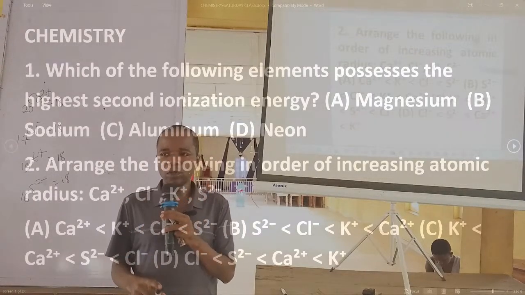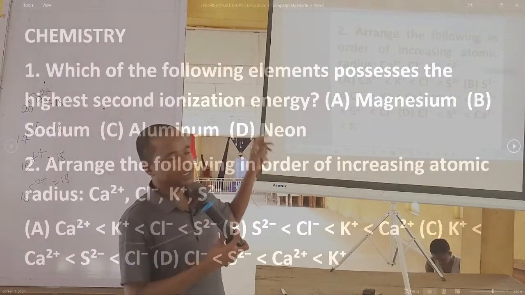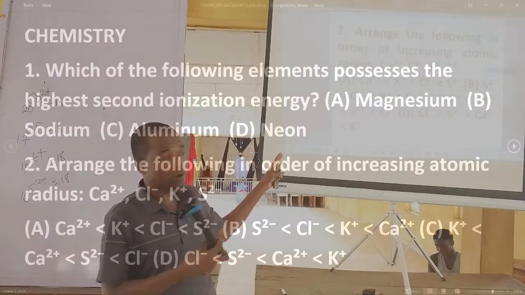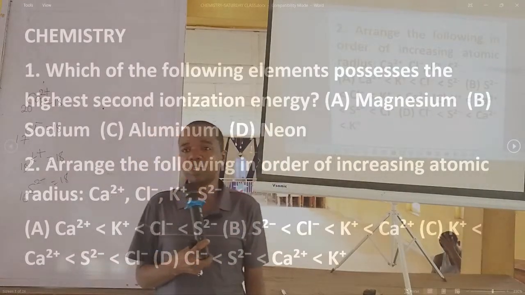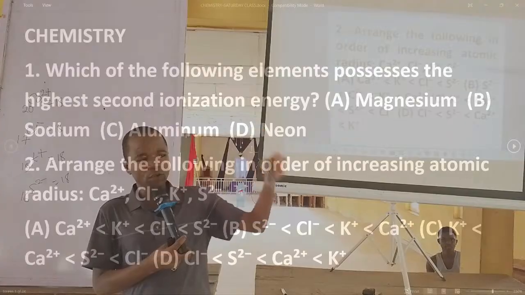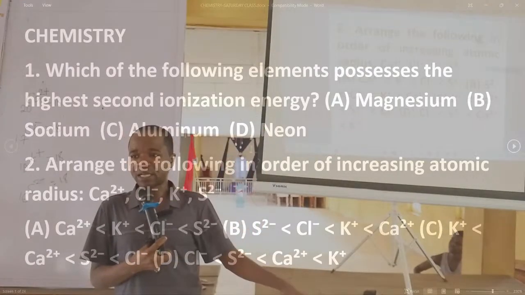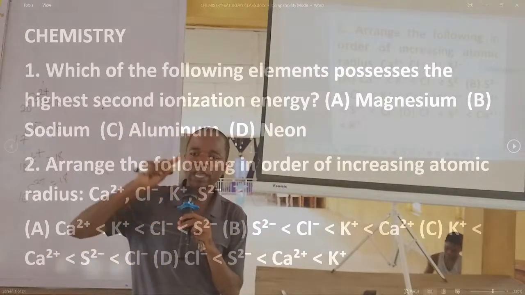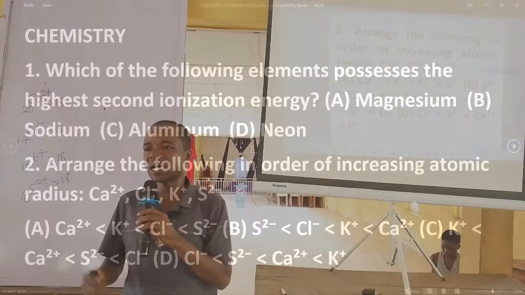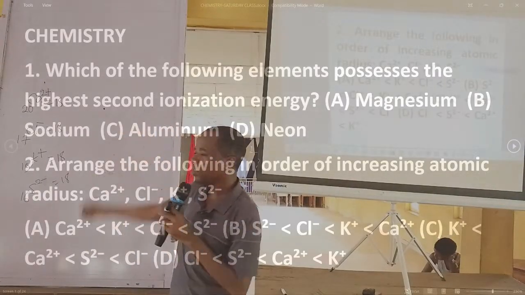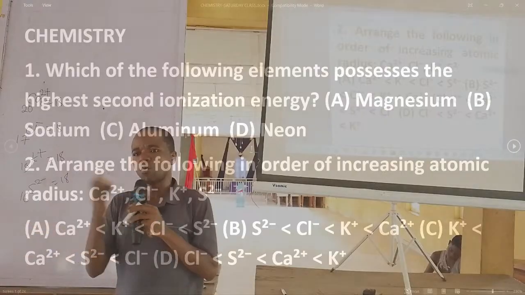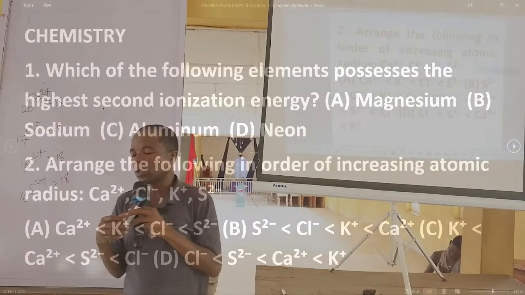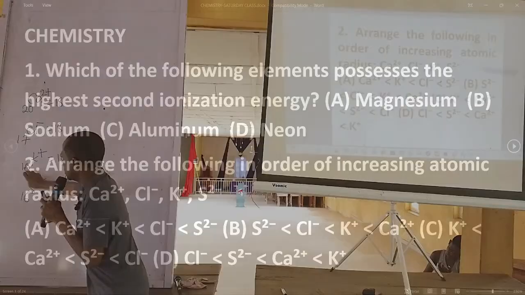But that's not what the question is asking us. The question is expecting us to arrange them in increasing order of their atomic radius. What does that mean? We have to start with the one that has the smallest atomic radius, and then end with the one that has the highest atomic radius. Since they have the same number of electrons, how do we figure out which one is the smallest and which one is the largest? Very simple. All you need to do is focus on these numbers.